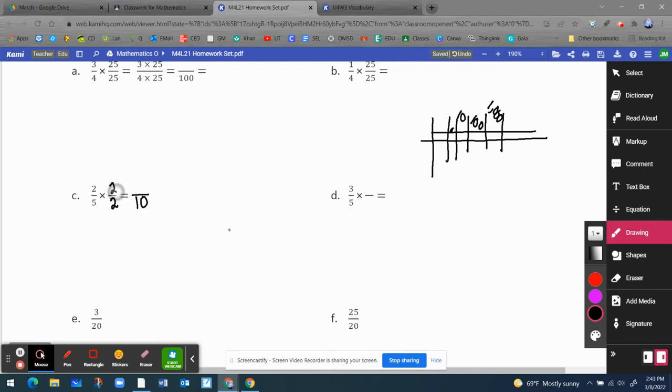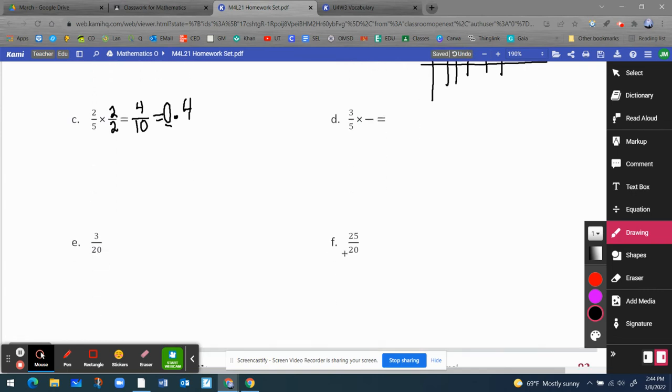So we have to make this a 10. The numerator then has to be a 4, because 2 times 2 equals 4. And as you can see, 4/10, if you read this correctly, means 4/10. Nothing in between, and there is 0 wholes. Remember, 0 wholes means this is a fraction.